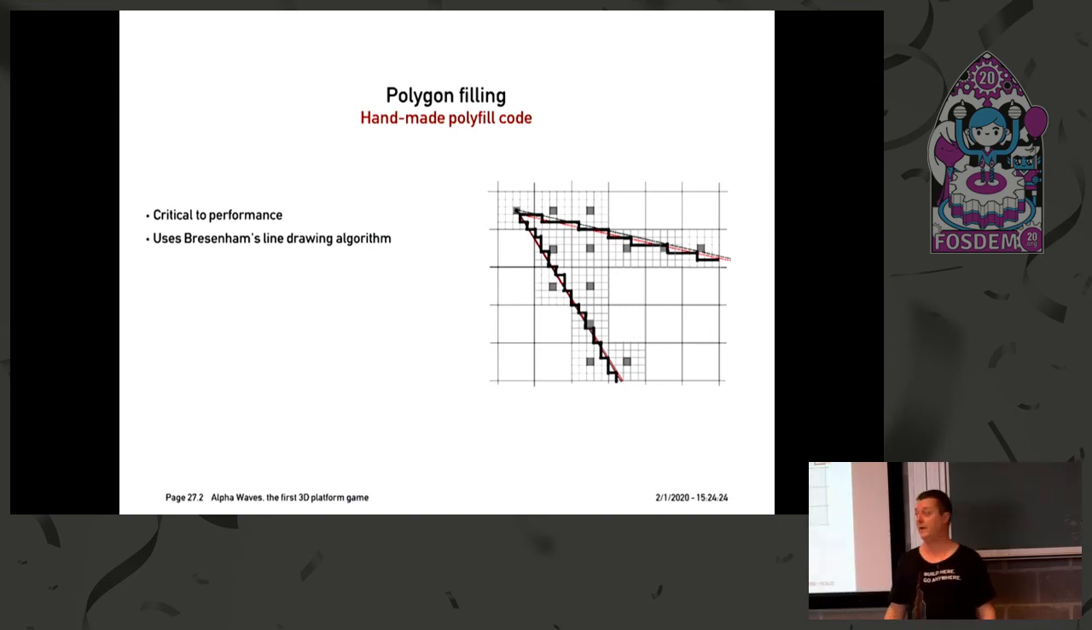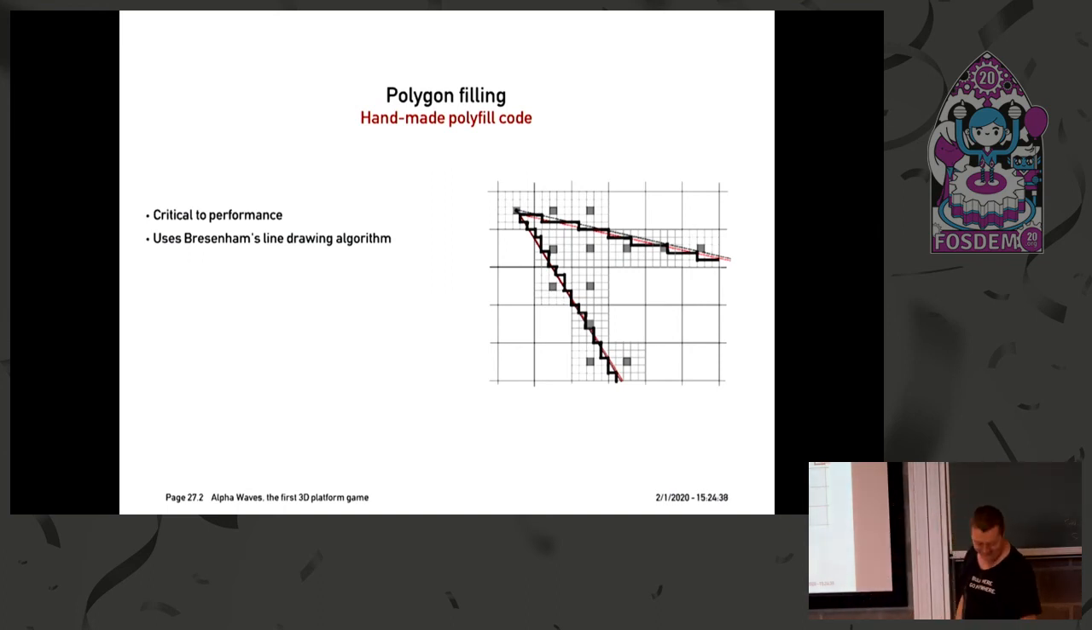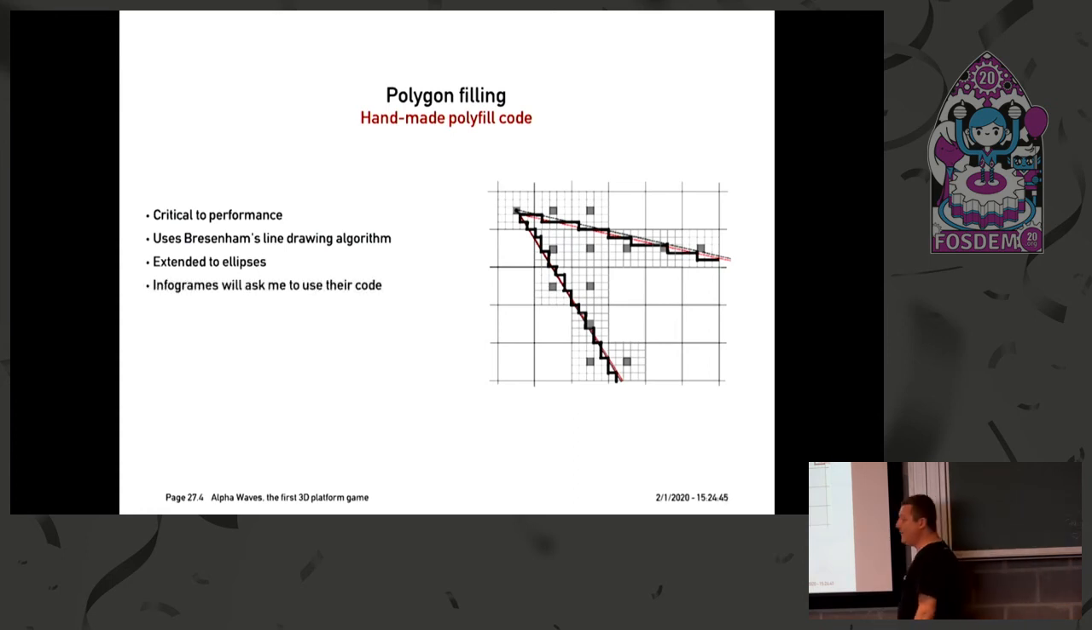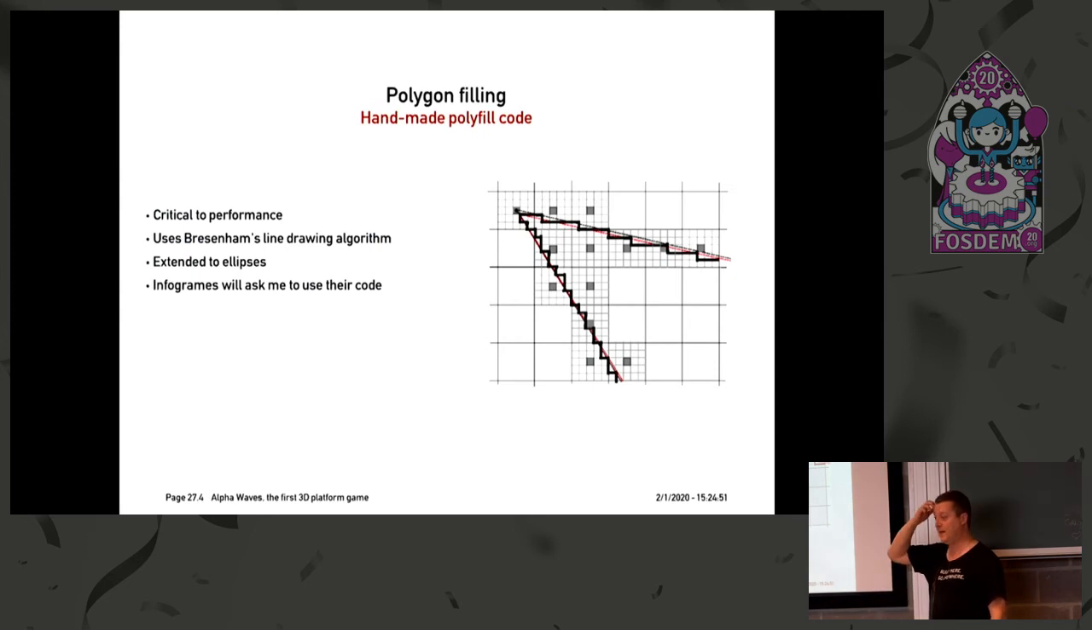What I was very proud of is that while understanding why this was working, I realized that you could also do that for circles and ellipses. And so Alpha Waves is probably also the first game where you had real circles on screen. There were a number of circular objects just to show off. So that's the extension to ellipse. And then Infogrames asked me, could you please use our code? Because it's portable. We could use that to port that to the PC or to the Amiga platform.